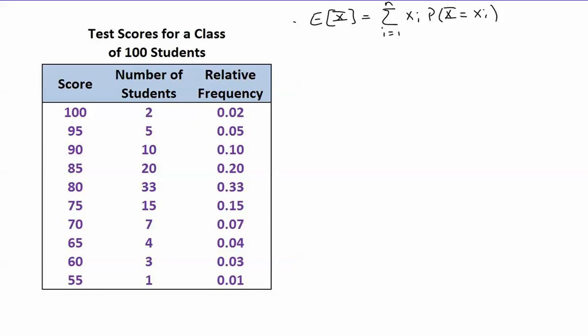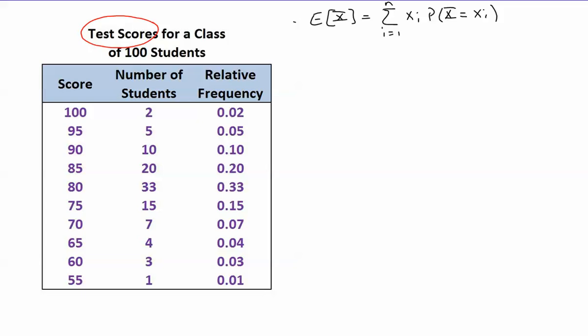Okay, I claim that that's the way we're going to find the mean value of my random variable. Let's look at this table. I've got 100 students who are taking a class and they take a test. So my random variable is test scores.